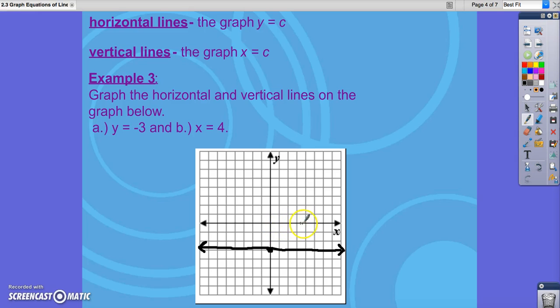Now vertical, x equals 4. Start by plotting the point at 4. Okay. And this one's the vertical, it's the opposite here. So draw your line. All right.